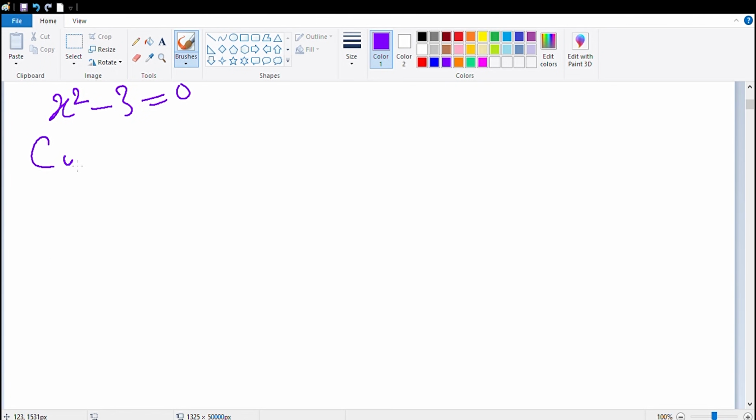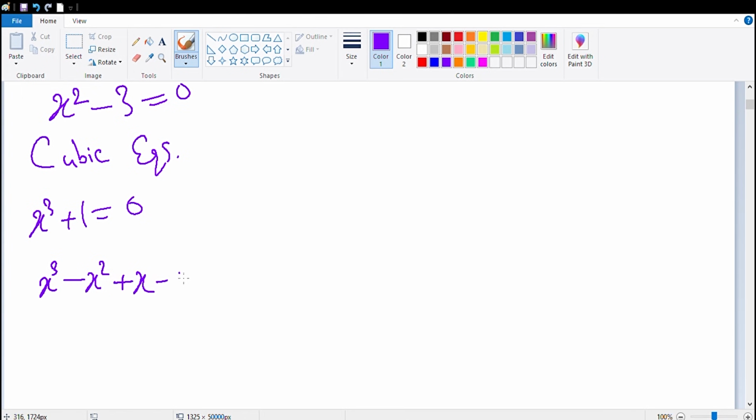And then in cubic equations, we have something like x cubed plus 1 is equal to 0, or x cubed minus x squared plus x minus 90 is equal to 0. You know, something random. I'm just making these up. But they're still cubic equations.